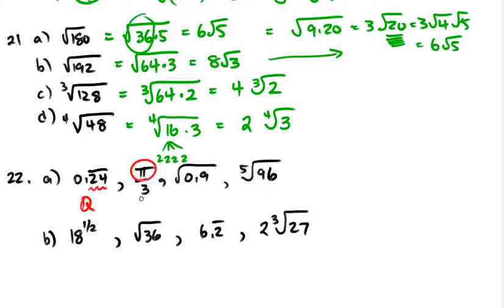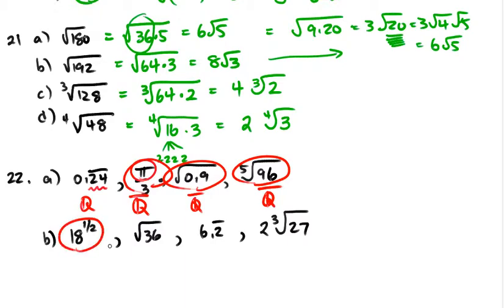This one involves pi, so it will be irrational. 0.9 square root on your calculator will turn into a decimal that doesn't repeat and never ends, so it is irrational. And the fifth root of 96 also is a decimal that never repeats and never ends, so it is also irrational. So these are your 3 irrational numbers.